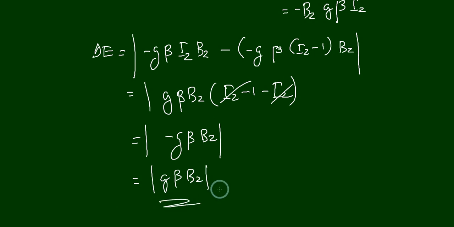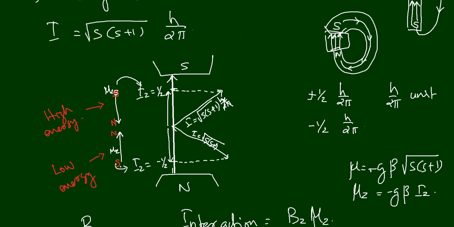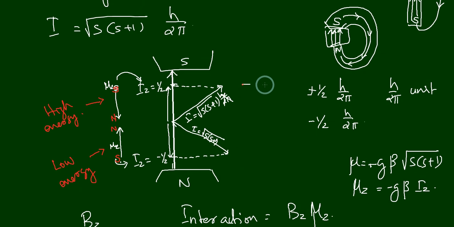So that is the difference in energy between two electronic spin states. These two spin states will have this difference. The energy difference between these two spin states, delta E, is equal to G beta into Bz. That is what we have proven.